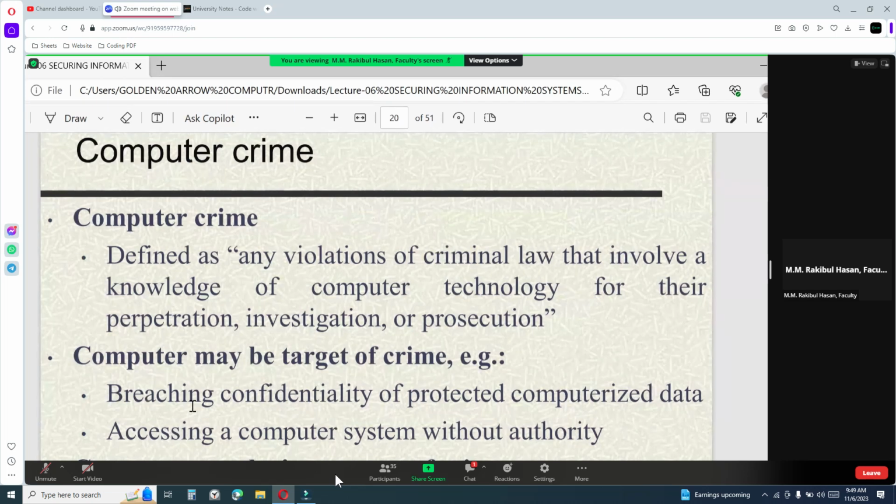So the computer may be the target of the crime, or the computer may be the instrument of the crime. Suppose you are going to hack a server. That server computer is the target of the crime. And you use your PC to hack that server. So in this case, your PC is the instrument of the crime. Am I clear on this concept?